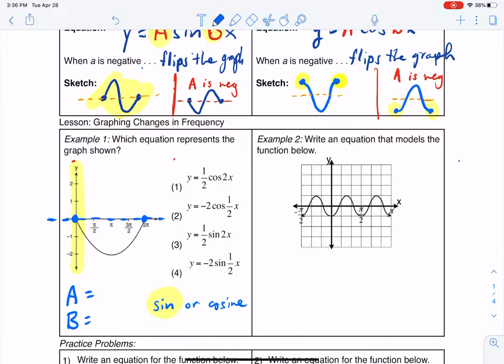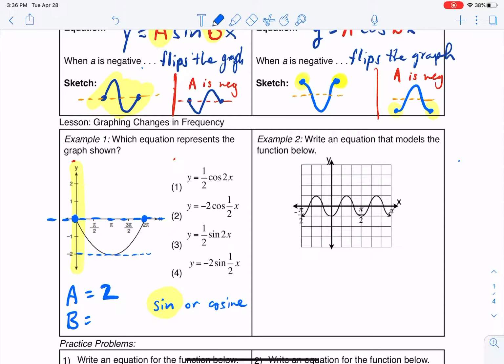Now, let's talk about the amplitude. Well, if we start at the middle and go down to our minimum here, the lowest point in that graph is -2. So the amplitude there is going to be 2 units.